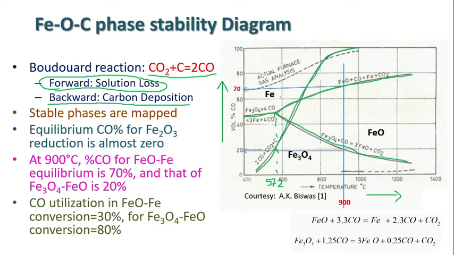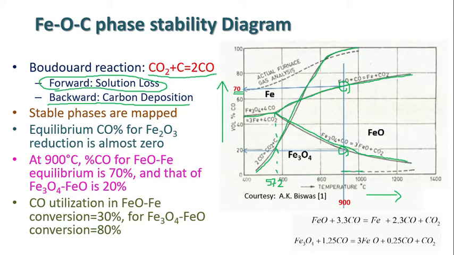The vertical line intersects, let's take the 900 degree centigrade line. This line intersects the Fe3O4 FeO line at 20% CO, and the FeO Fe line at about 70% CO.